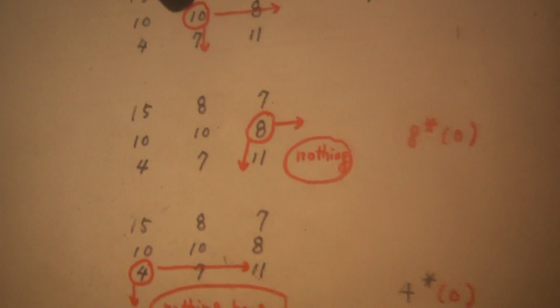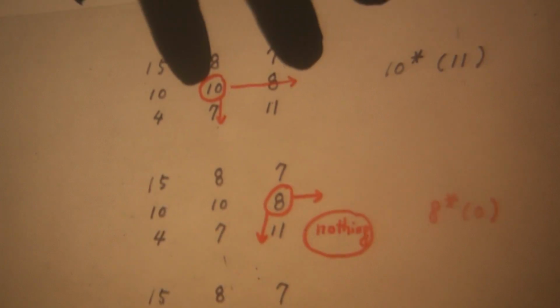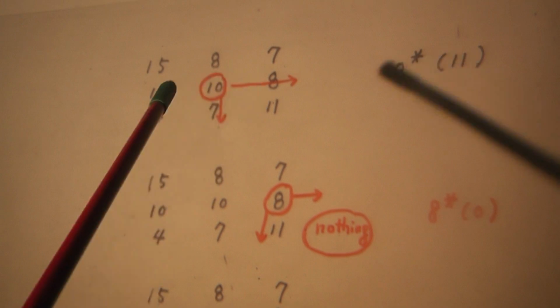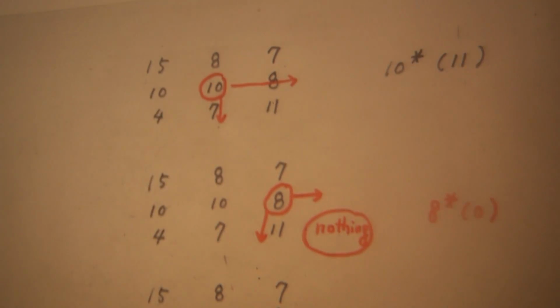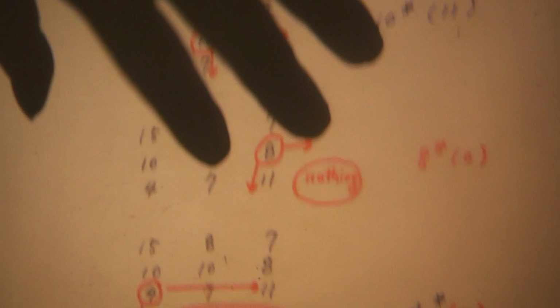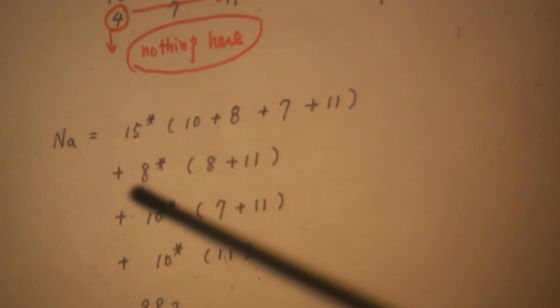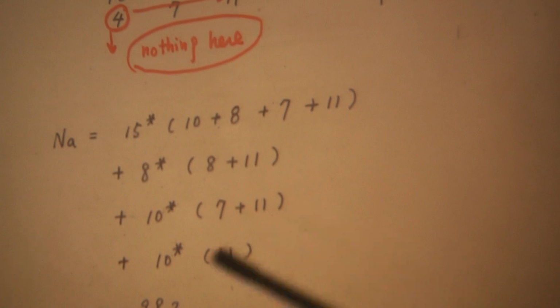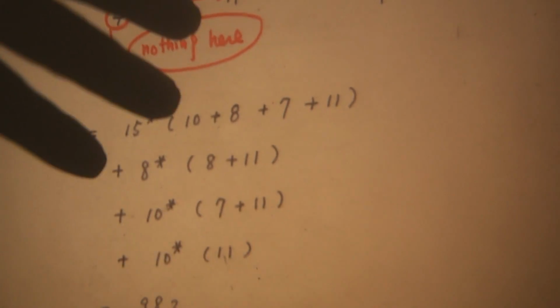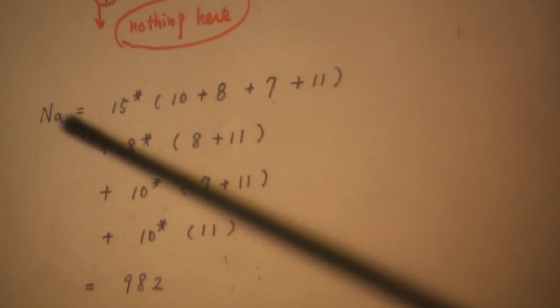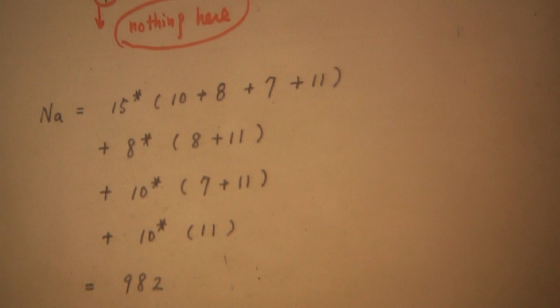And the last one is 10 times 11. And we summarize the 4 terms. We can rewrite NA as 15 times this, 8 times this, 10 times this, 10 times this, and the total gives you 982. 982 is the number of agreements, okay?